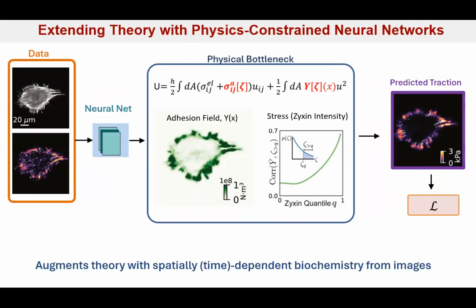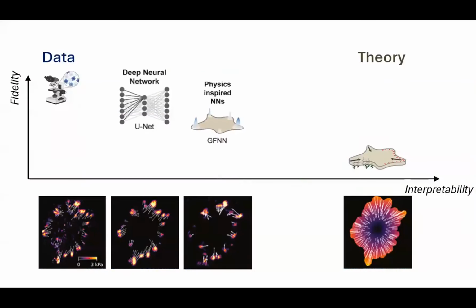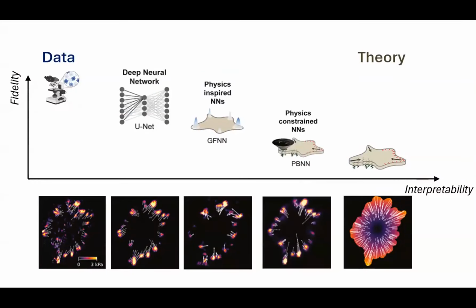So it augments our continuum theory with spatially and, in theory, time-dependent variation of biochemistry from the imaging data itself, which has also been a struggle for connecting experimental measurements to theory. Okay, so these are two different methods, physics-inspired neural networks and physics-constrained neural networks, that start to fill in a gap between these agnostic deep neural networks and our traditional ways of building theoretical models, and I think they are really useful in terms of experimental constraints on building models.